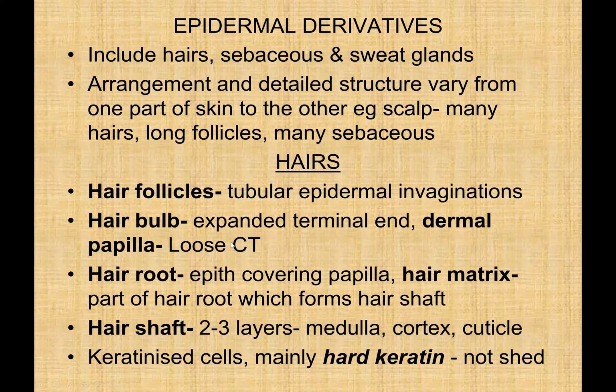The hair bulb is expanded, the one that is found inside the skin, normally in the dermis. Then the hair root, that's the epithelium covering the papilla. You'll see it very soon. And then the hair shaft, which normally has 3 regions: the medulla, the cortex, and then the cuticle.